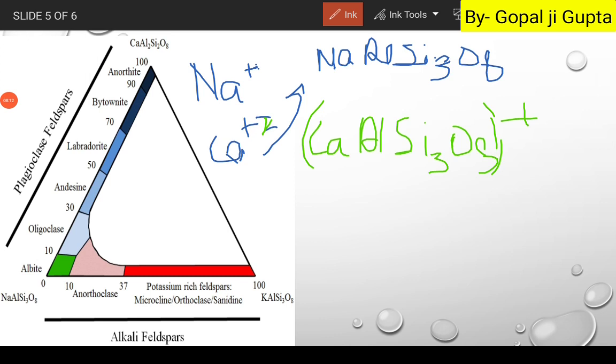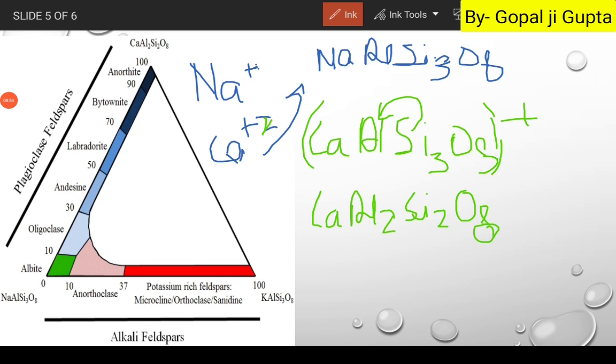Now to balance this positive charge, another silicon atom is substituted by aluminium. So now the complete formula will be CaAl2Si2O8. One silicon is again replaced by aluminium. So now the charge is maintained. I hope you are getting the point of how orthoclase, albite and anorthite are formed during the evolution of any rock or the evolution of minerals.